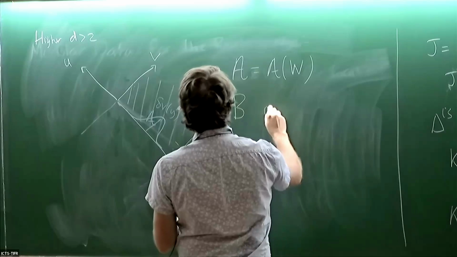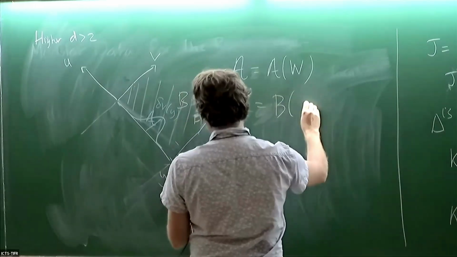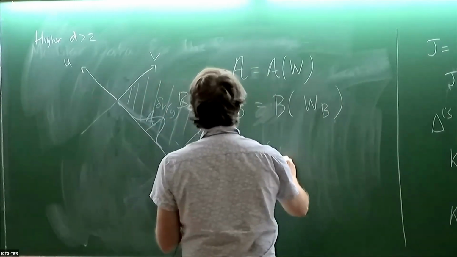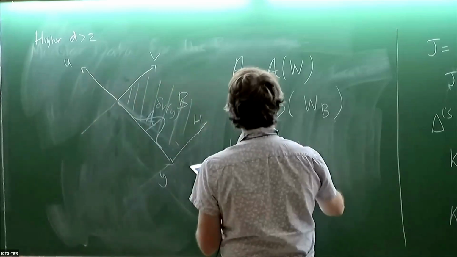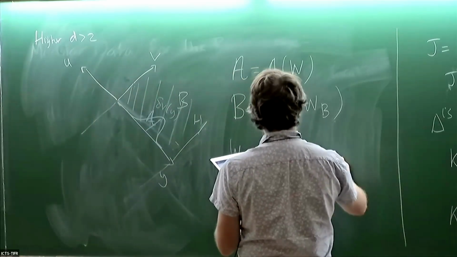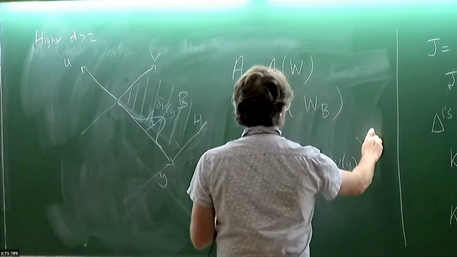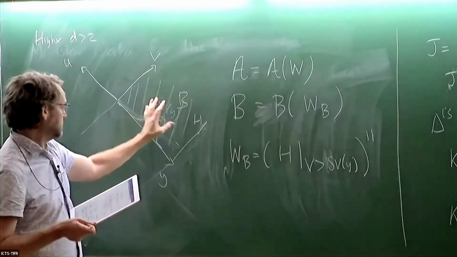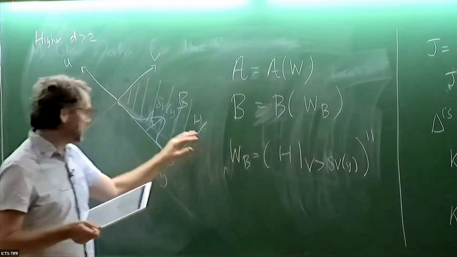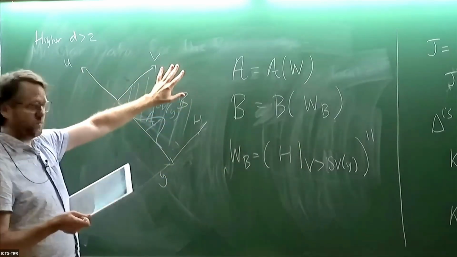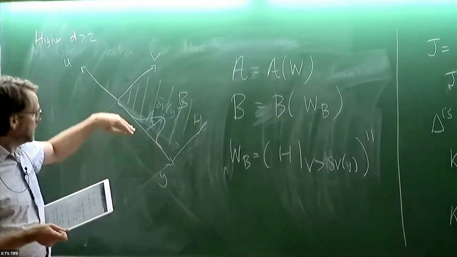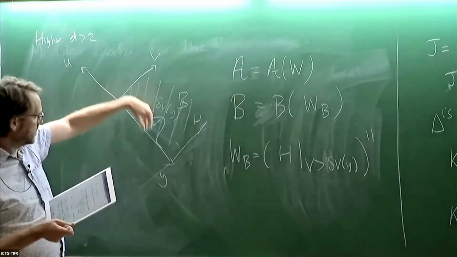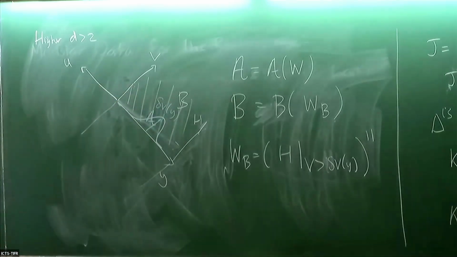B is associated to some region I'll call WB. So WB you can think of as: take this horizon, restrict it to V bigger than delta V of Y, and then do this causal completion. Okay, so this horizon is some closed subset of Minkowski space. This causal completion will give an open subset where this is at the boundary, and it will fill in this thing. In fact, you'll basically take this region and shoot null geodesics backwards. There'll be caustics. It'll be quite a complicated region, but it's some space-time region.